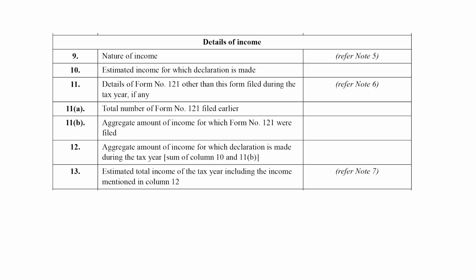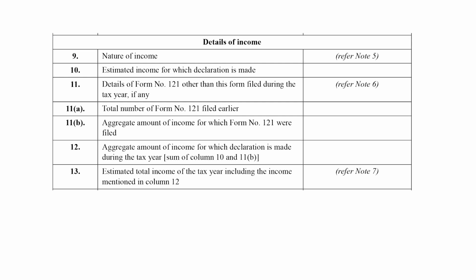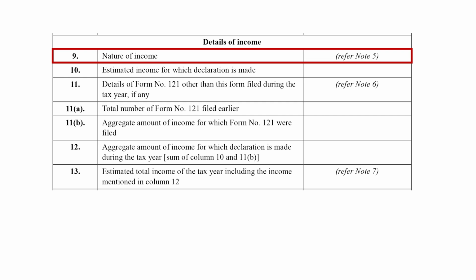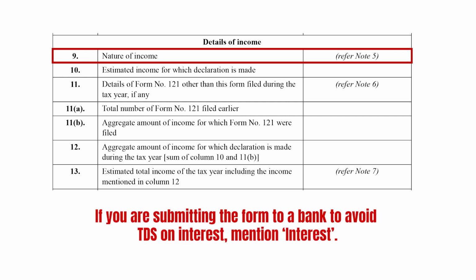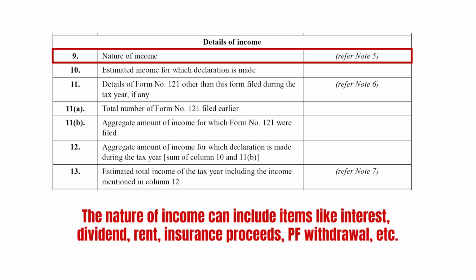Now the important part, which is the details of income that you have to fill in. First is the nature of income. If you are submitting this form to a bank so that TDS is not deducted from the interest portion, then you have to mention the nature of income as interest. If you are giving it to a company so that TDS is not deducted from the dividend, then you have to mention dividend. The nature of income could be interest, dividend, rent, insurance, PF withdrawal, whatever.